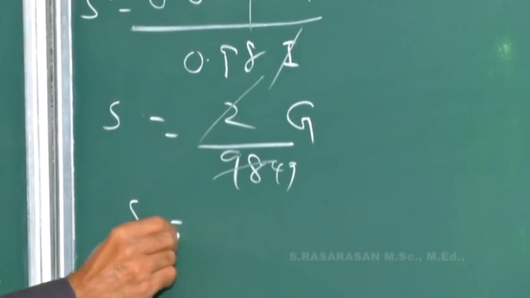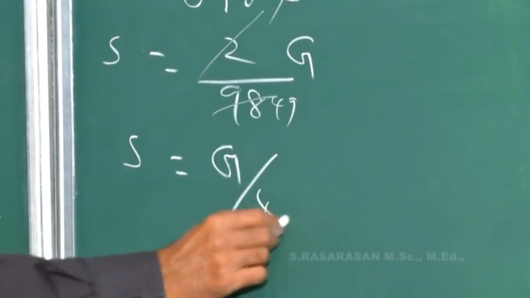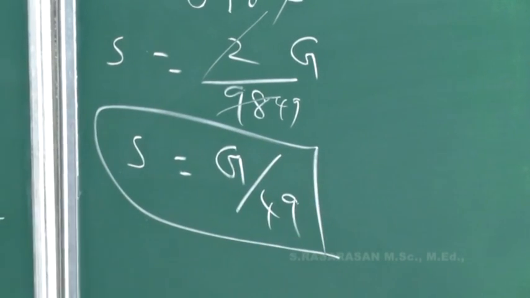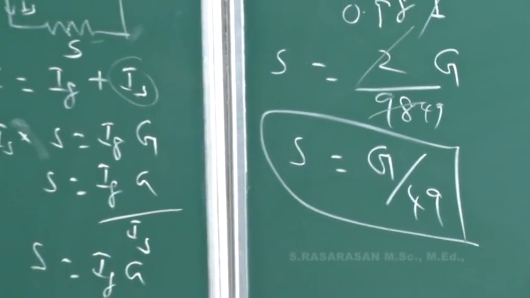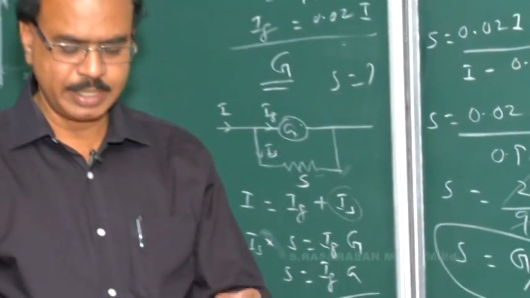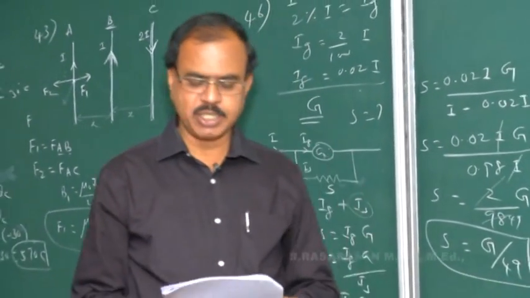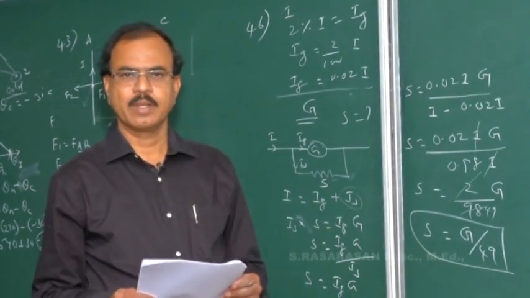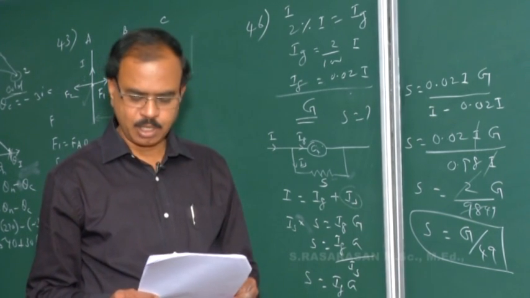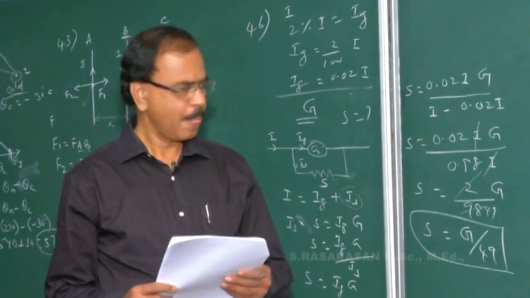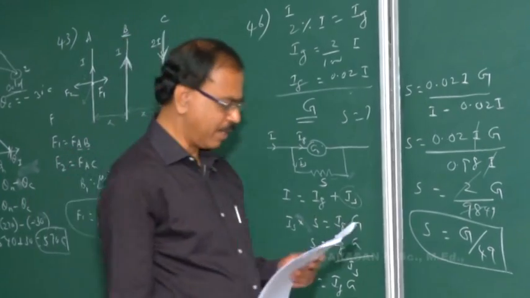So the answer for the problem must be, what is the shunt resistance to be connected there? G by 49. It has to be G by 49. Yes, it is option D, the last option. Pass on to 47.